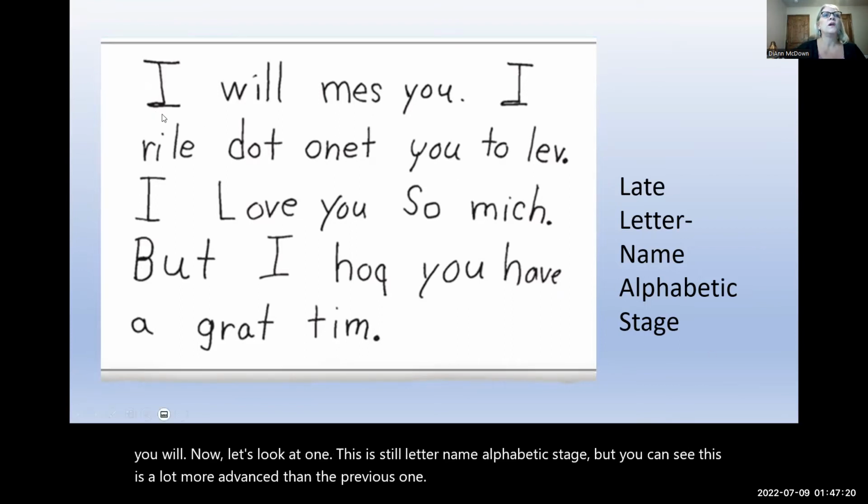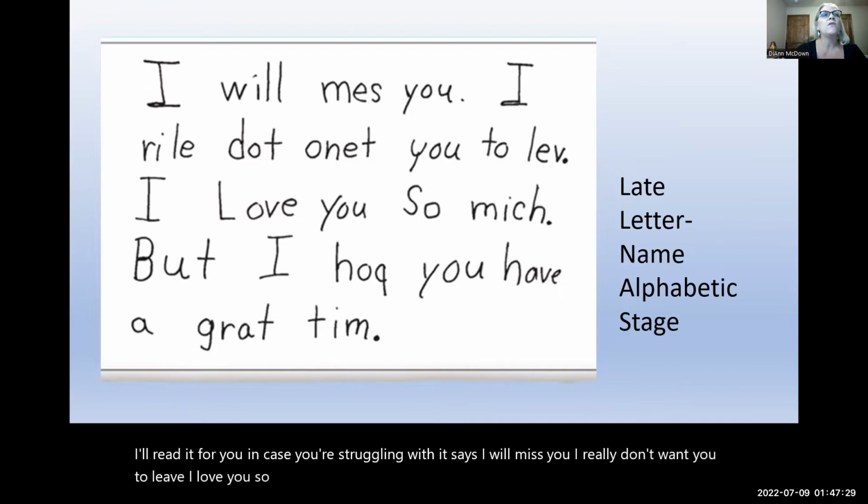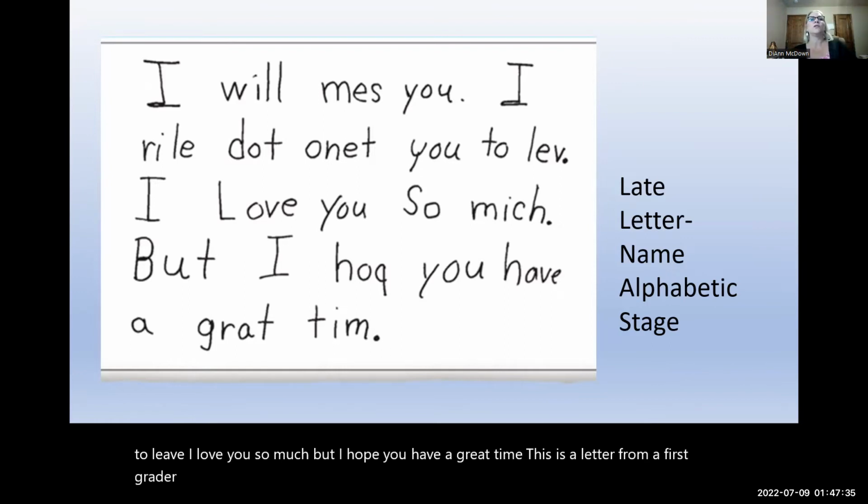I'll read it for you in case you're struggling with it. It says, I will miss you. I really don't want you to leave. I love you so much, but I hope you have a great time. This is a letter from a first grader to her teacher at the end of the school year.